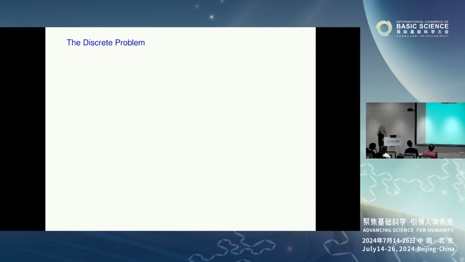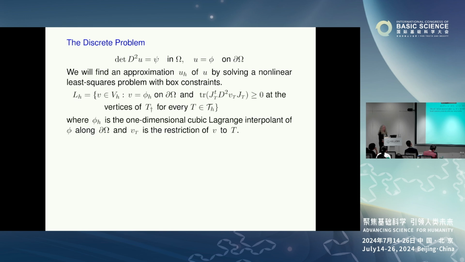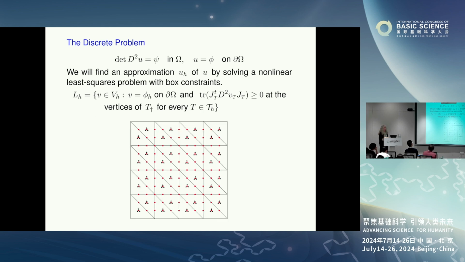So now I can show you the discrete problem. We will find an approximate solution by solving a nonlinear least squares problem with box constraints. A finite element function belongs to the constraint set LH if and only if it's the one-dimensional cubic Lagrange interpolant of phi along the boundary, and the scaled Laplacians are non-negative at the vertices of the larger triangle. After we remove the boundary values, these are the degrees of freedom for our computation.